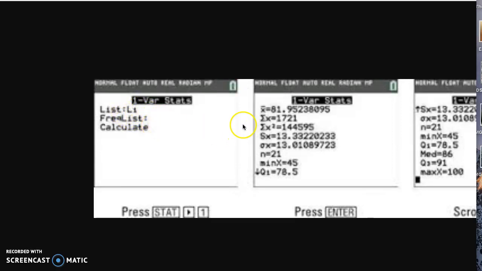We calculate, and we'll get the mean as a value. These are not the actual values. And we have to repeat that again for the y. In this case, we will choose list 2, and again, no frequency list. And we'll have the y value with the value that corresponds.